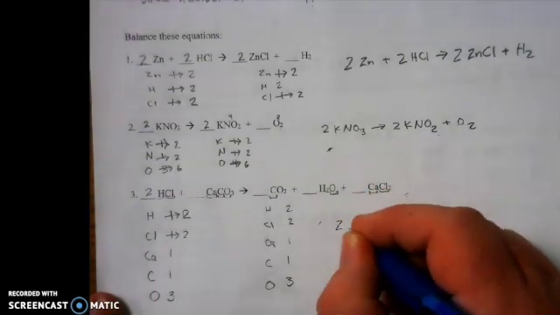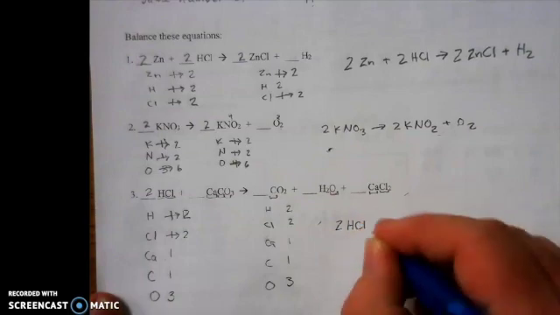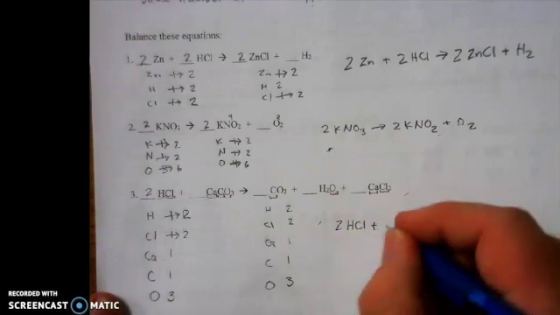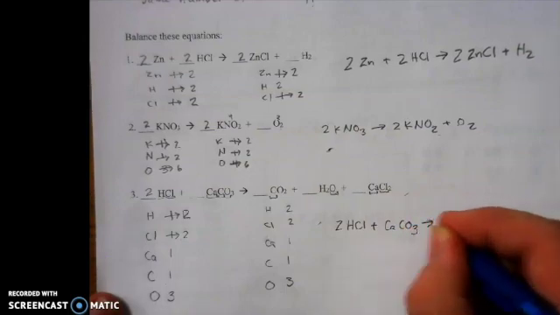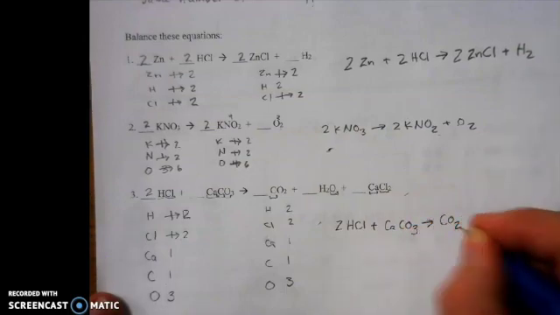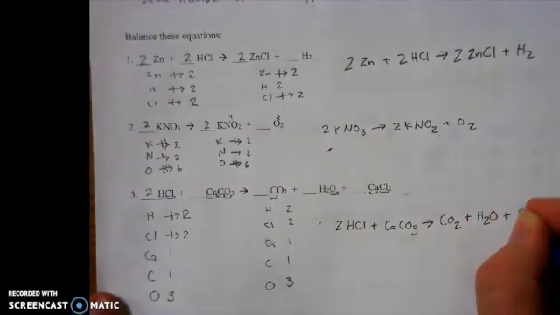And our final balanced equation is 2 HCl, hydrochloric acid, plus calcium carbonate will yield carbon dioxide, water, and calcium chloride.